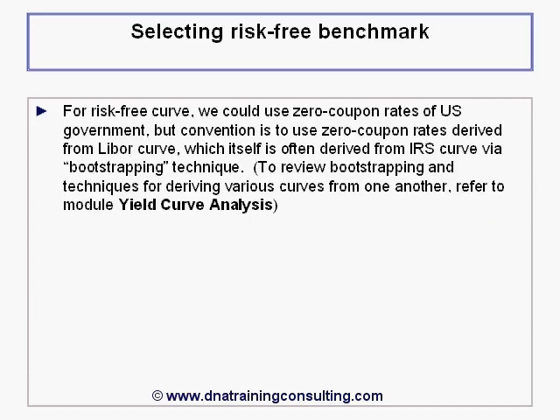For the risk-free curve, we could of course use the applicable zero coupon rates of the US government, but the convention that has developed is to use instead the zero coupon rate derived from the LIBOR spot and forward curve, which itself of course is often derived from the IRS curve via the bootstrapping technique. If you need to review bootstrapping and the techniques for deriving these various curves from one another, please refer to our module labeled Yield Curve Analysis.